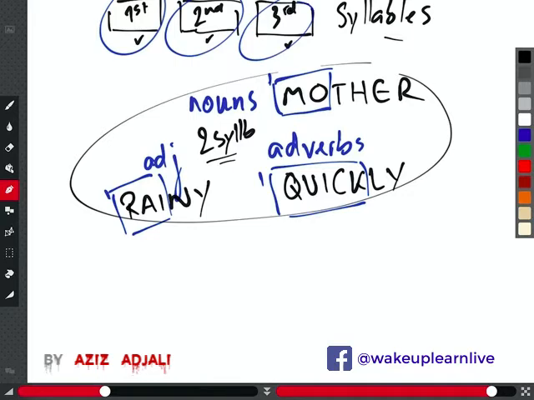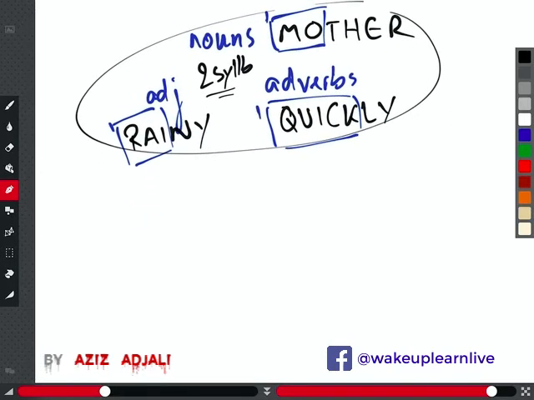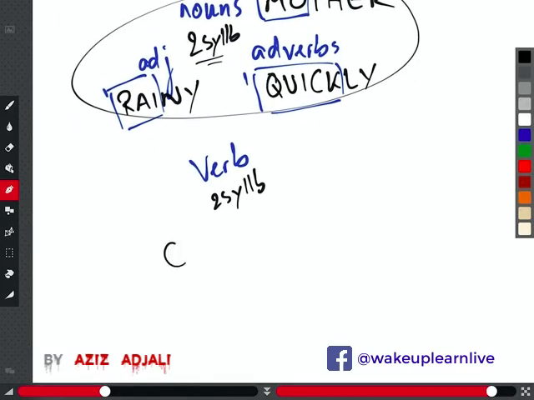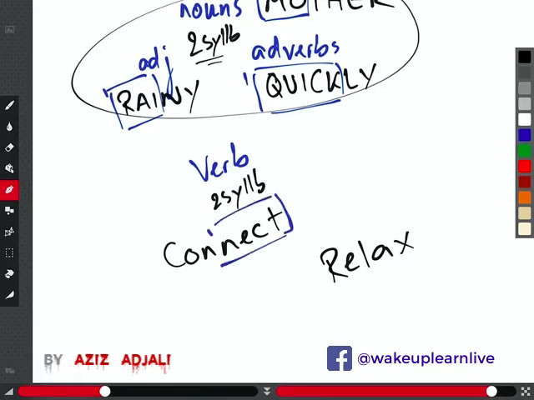Now, if we have a verb, not a noun, not an adjective, not an adverb. If we have a verb now, and that verb contains two syllables as well. For example, we put the verb to connect and the verb to relax. So we have connect and we have relax. So as you heard me, the stress is on the second syllable. In this case, this one, connect.